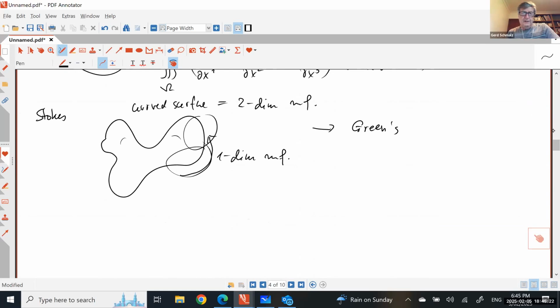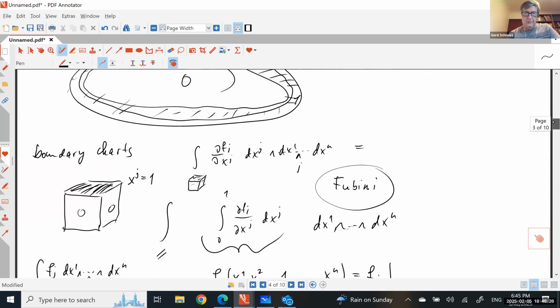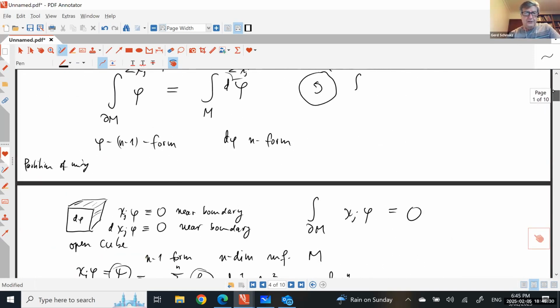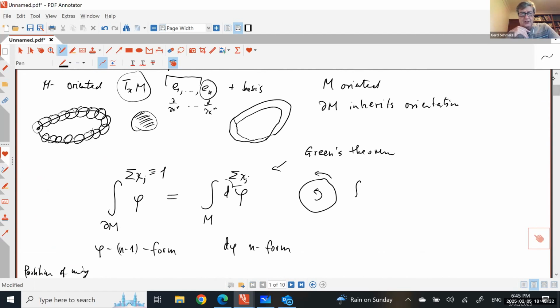Well, in essence, if we do not pay attention to all these charts and coordinate maps and changes of coordinates and all this kind of thing, then it is just this Fubini theorem and the fundamental theorem of calculus and nothing else. So that is actually what it is.